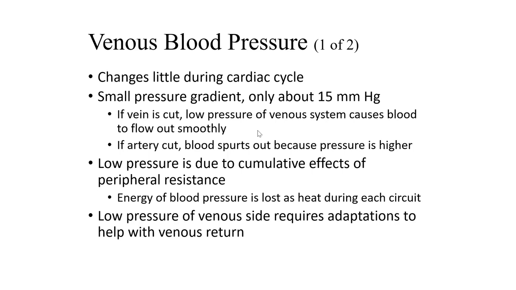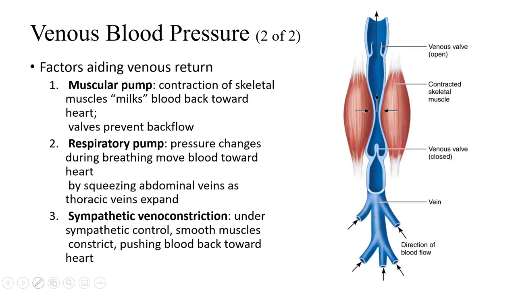Now, low pressure is due to the cumulative effects of peripheral resistance. Energy of blood pressure is lost as heat during each circuit. Low pressure of the veins requires adaptation to help with the venous return. Remember, one of the reasons why the pressure of the blood in the veins is very low is that it's farther away from the heart. It's coming from the tissues, and of course the veins are not elastic and expandable, and so the pressure is most of the time lower in the veins.